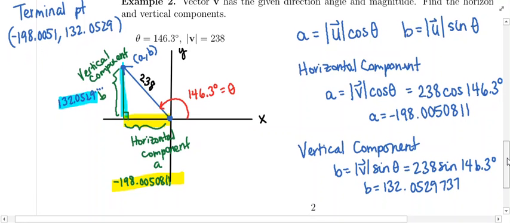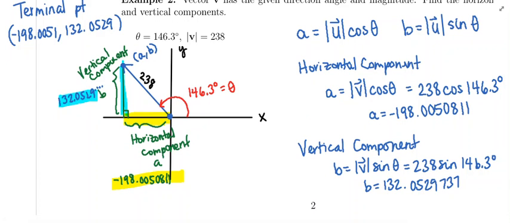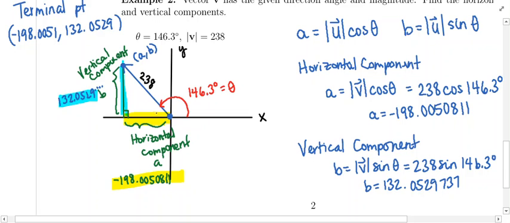You may be wondering, can I draw the picture and use the right triangle to figure out the components? So let's talk about that before we move on. This is the answer. We're done with the problem, but I want to address the issue. Can I use the right triangle to do this?